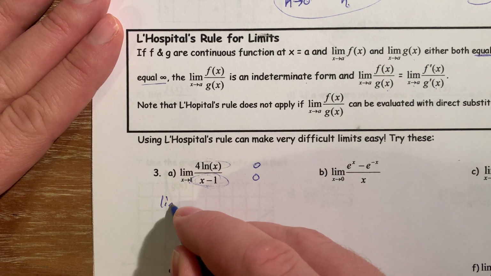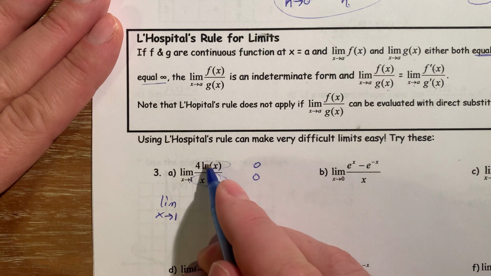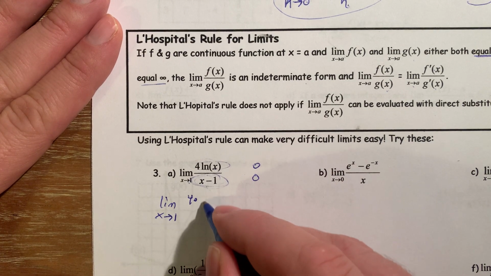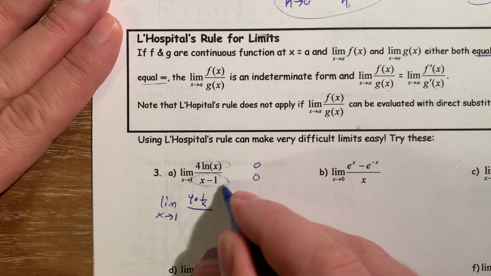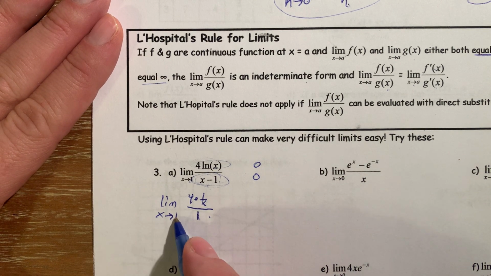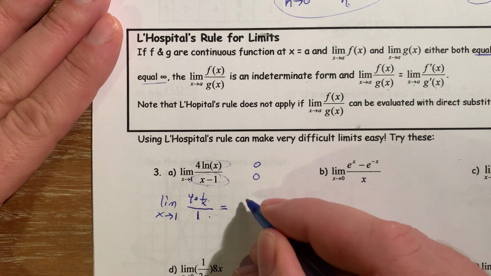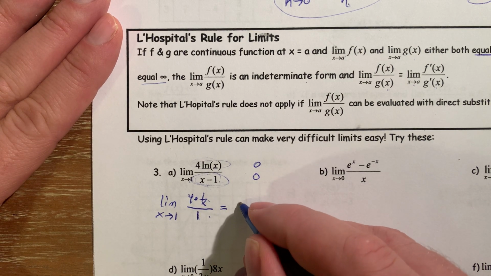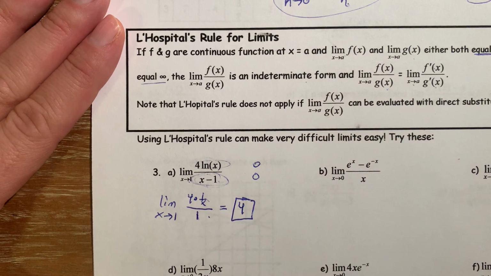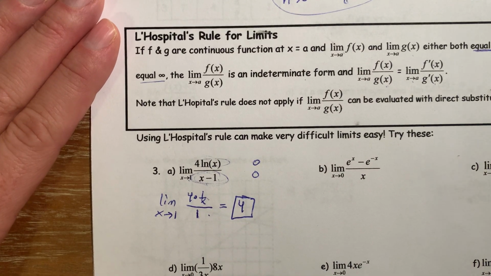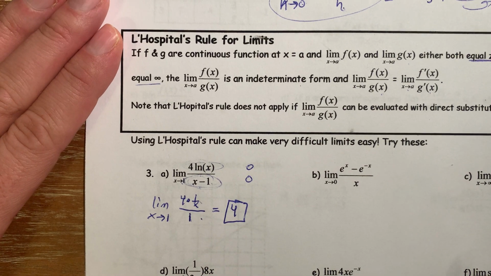This is the limit as x goes to 1 of the derivative of the top, which is 4 times the derivative of natural log of x, which is 1 over x, divided by the derivative of the bottom, which is just 1. The derivative of x is 1. The derivative of minus 1 is 0. And now we can just plug in 1. We use direct substitution. 1 divided by 1 is 1. 4 times 1 is 4. 4 divided by 1 is 4. And so it's a very quick and easy way, and this would have been impossible to do without L'Hopital's rule. Try this next one on your own.